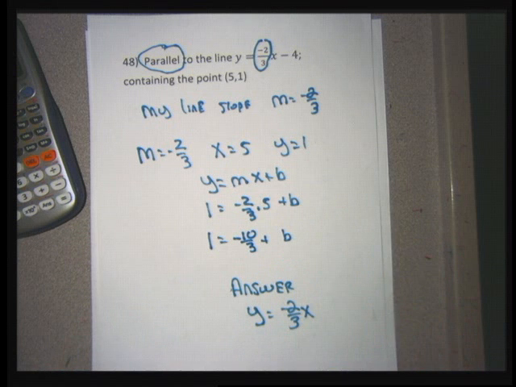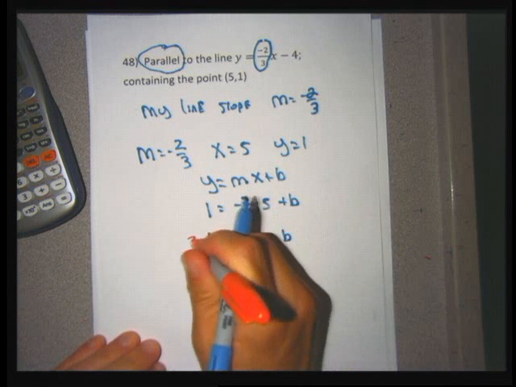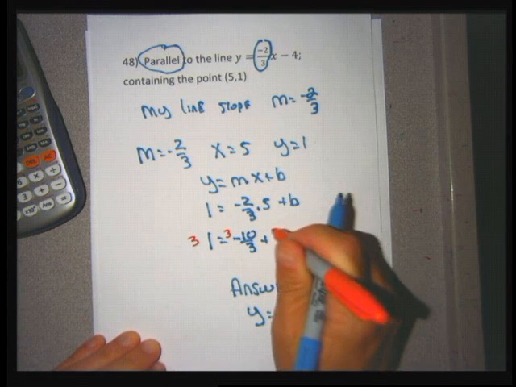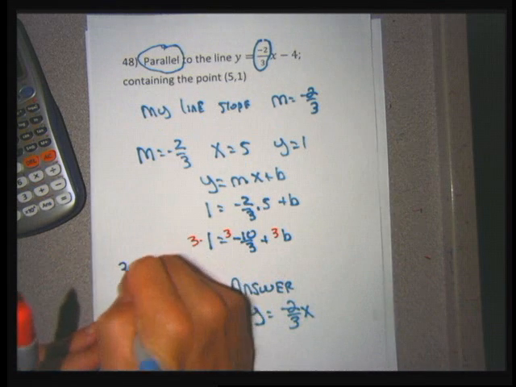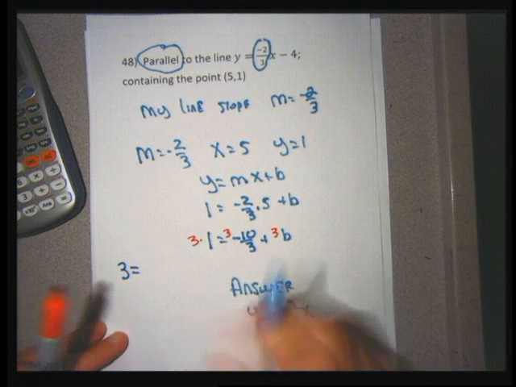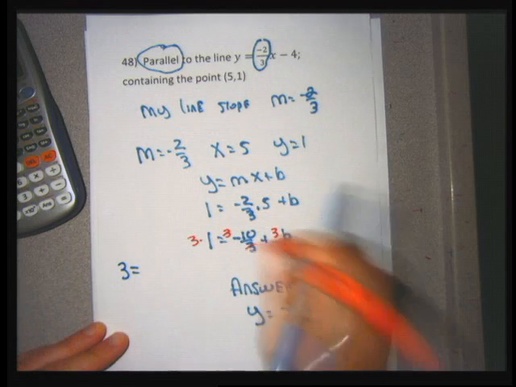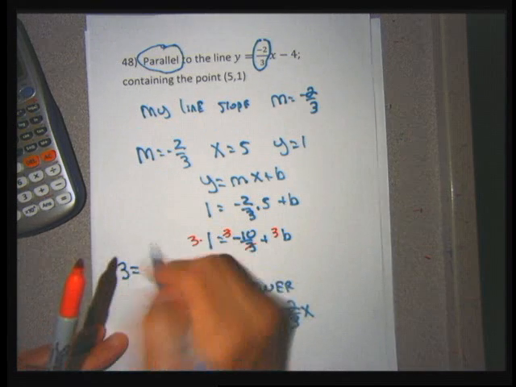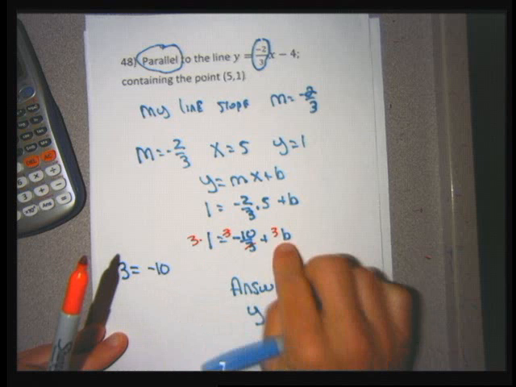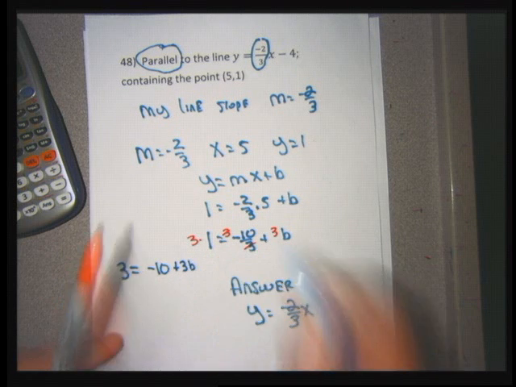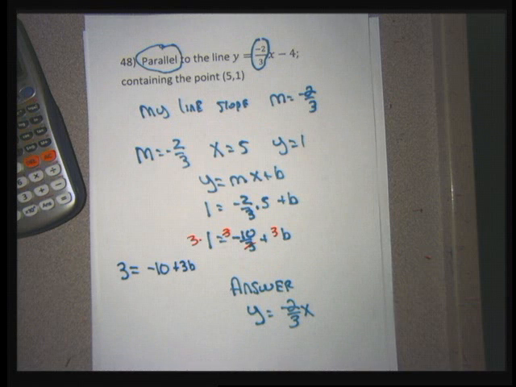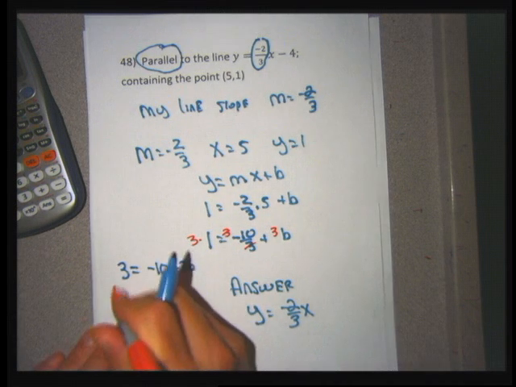Now it's a matter of what you want to do. If you want to clear the fractions, clear them. So I'm going to do that. I'm going to clear the fractions by multiplying everything by 3. On the left side, if I multiply 1 times 3, I get 3. On the right side, the first multiplication is going to cancel out the 3's and leave me with just a negative 10. Can't forget to put the 3 in front of the b. If I'm clearing fractions, I get a number in front of the b that I don't need, but I have to put it there. To solve this equation for b, I'm going to add 10 to both sides.